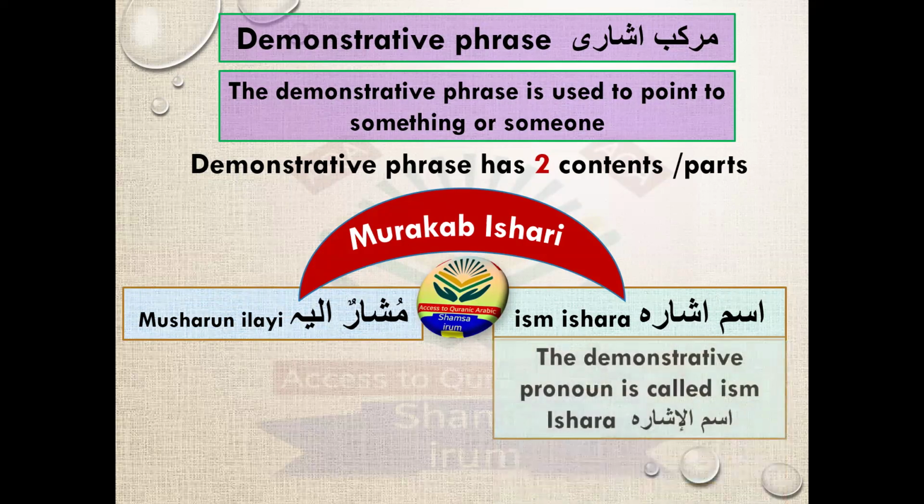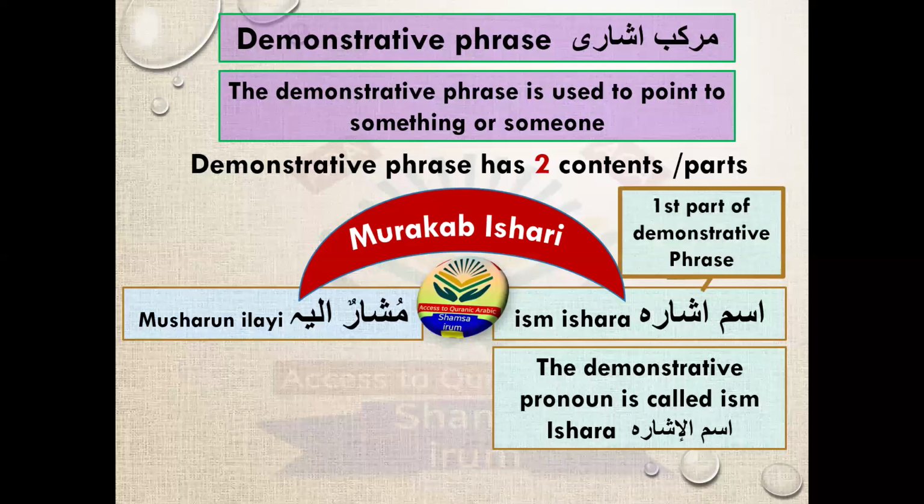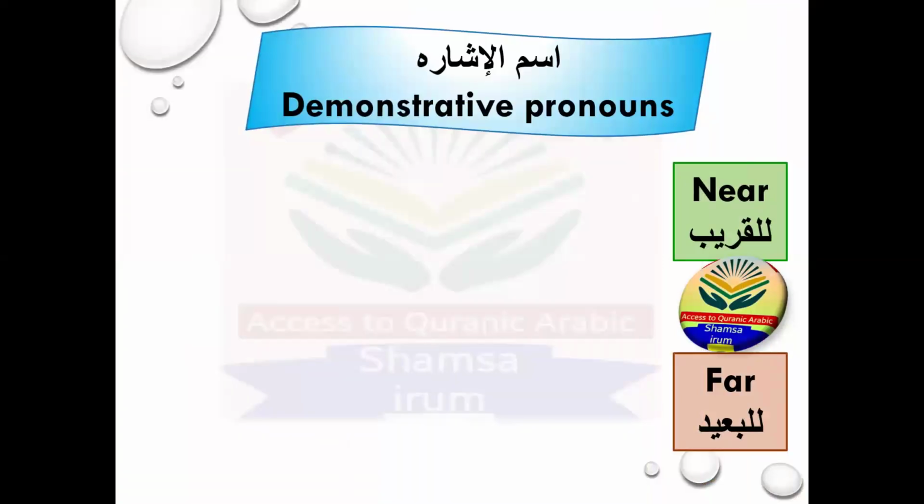The demonstrative pronoun is called ism ishara. In English, these are demonstrative pronouns, which we use like this, that. I will show you in the next slide. So ism ishara is the first part of the demonstrative phrase. And I will explain here what pronouns we use in the English language.